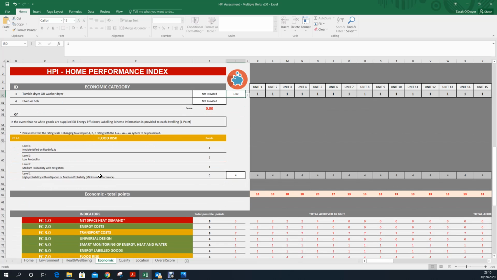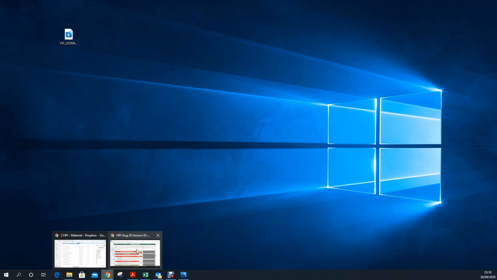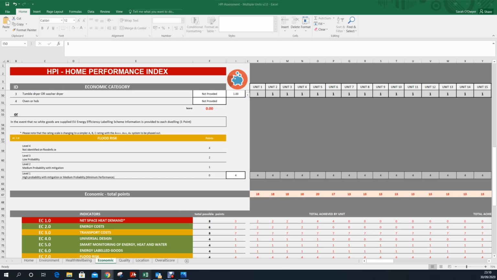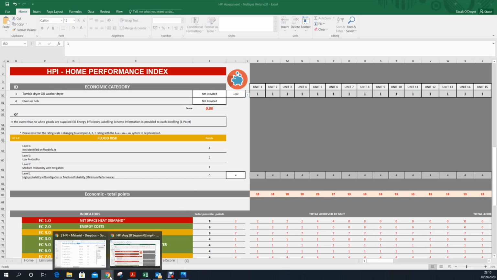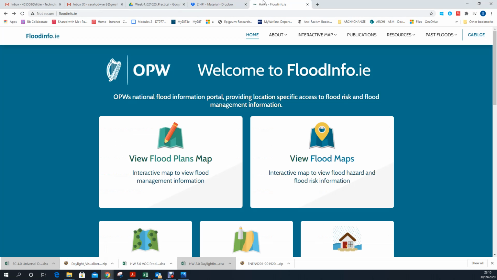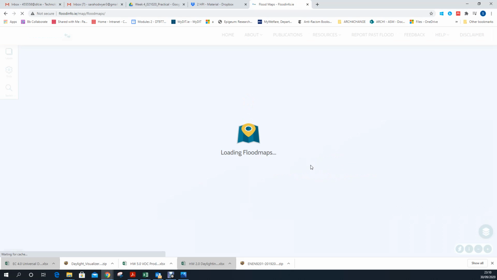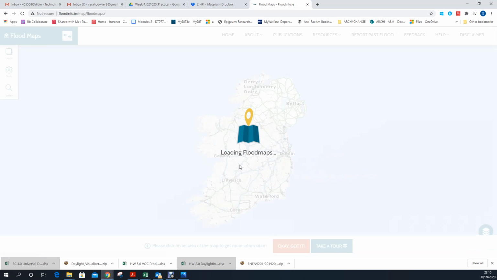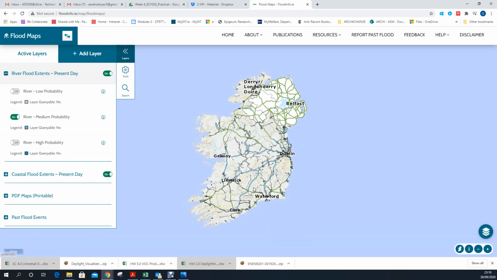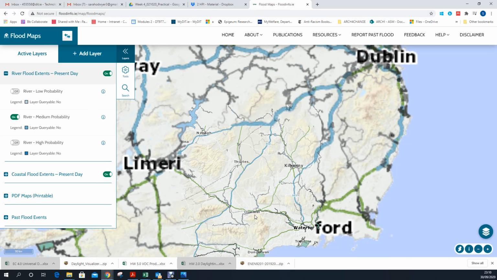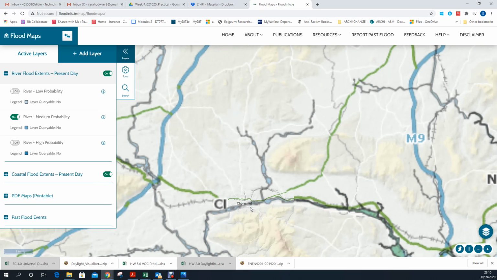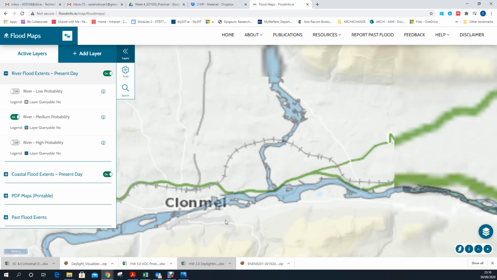Flood risk, then you'd need to go to the particular location. In case you don't know where to go, it's view flood maps on floodinfo.ie. You put in your particular location. You would probably be aware of this if you're working. Well, I'm very aware of it because I'm close to Clonmel, so we have a lot of flooding issues.